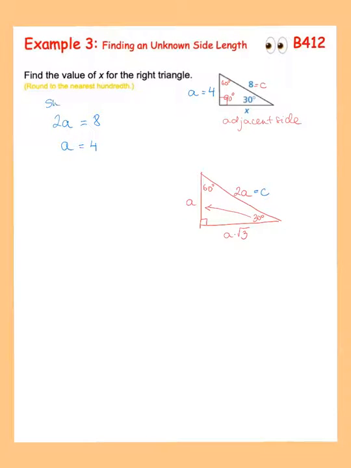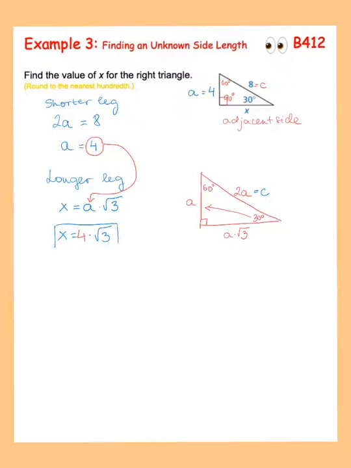Now from here, I need to figure out what the longer leg would be. I'm going to write here just so you can see that first we figured out the shorter leg. Now we are going to figure out the length of the longer leg. We know that the length of the longer leg, x, will have to be equal to A times the square root of 3. From the previous part, we already figured out what A would be. So I'm going to substitute, and x will equal 4 times the square root of 3. So this would be the exact answer.